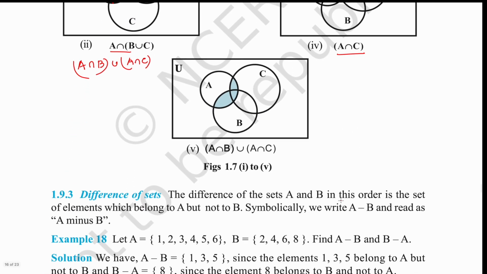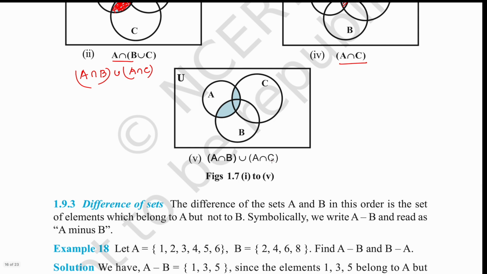If you are trying to find A intersection B union A intersection C, this could also be written as A intersection of B union C. See, you have distributed this intersection over union of B and C, right? So you'll get A intersection B union of A intersection C. And this is what we also saw in this example, the second one. So second one and fifth one are going to give you the same result. That means this region, right?